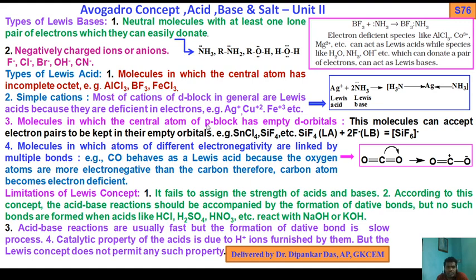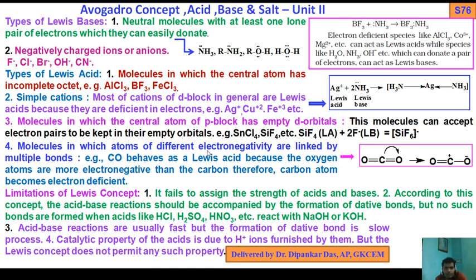Number 3, molecules in which the central atom of the p block has empty d orbitals. These molecules can accept an electron pair into their empty orbitals, for example SnCl4, SiF4, etc. SiF4, a Lewis acid, plus 2F minus, a Lewis base, gives SiF6 2 minus. So the central atom of the p block has empty d orbitals.